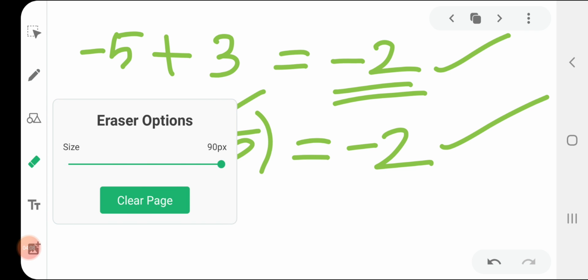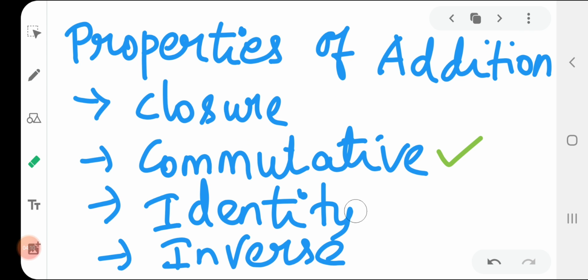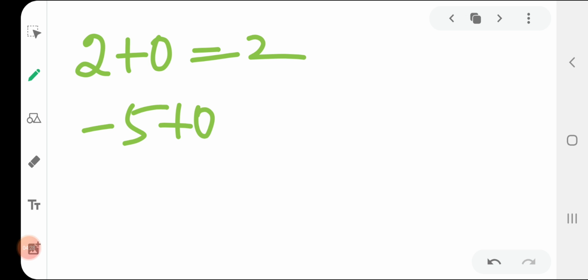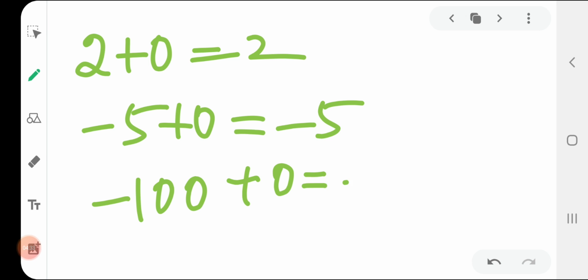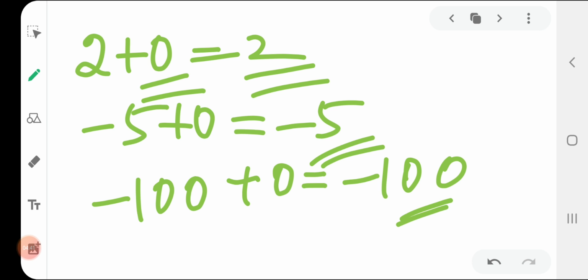So it is satisfying the commutative property. Next, we are going to see the identity property. Identity means the number's identity will not change. When we add a number with 0, the number's identity will not change. For example, 2 plus 0 equal to 2, minus 5 plus 0 equal to minus 5, minus 100 plus 0 equal to minus 100. When we add a number with 0, the original identity of the number will not change. So 0 is called the additive identity.